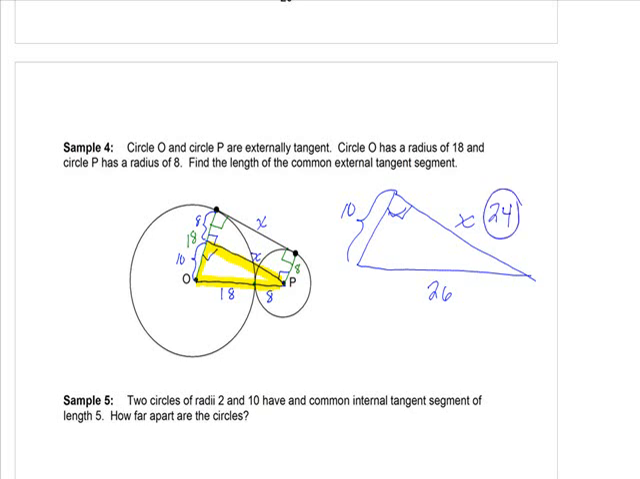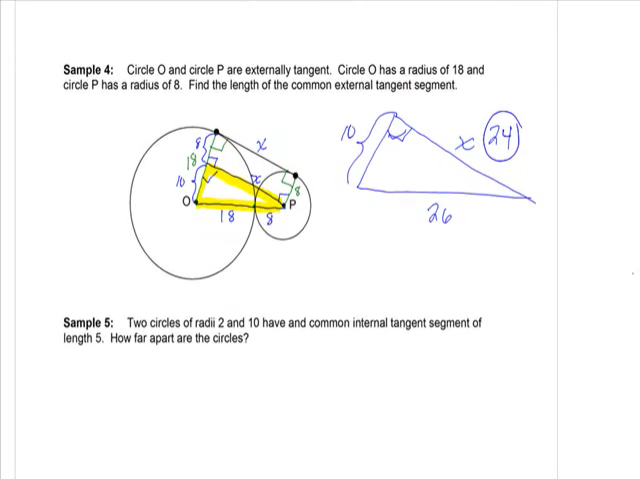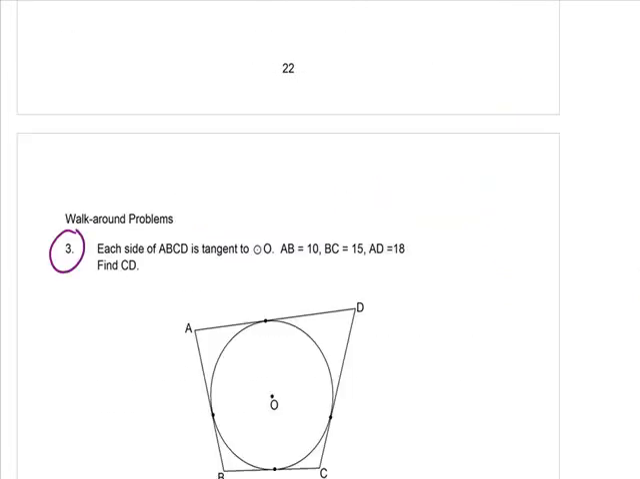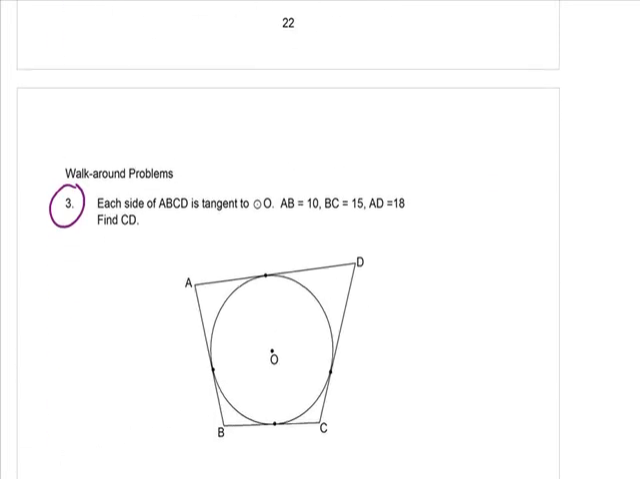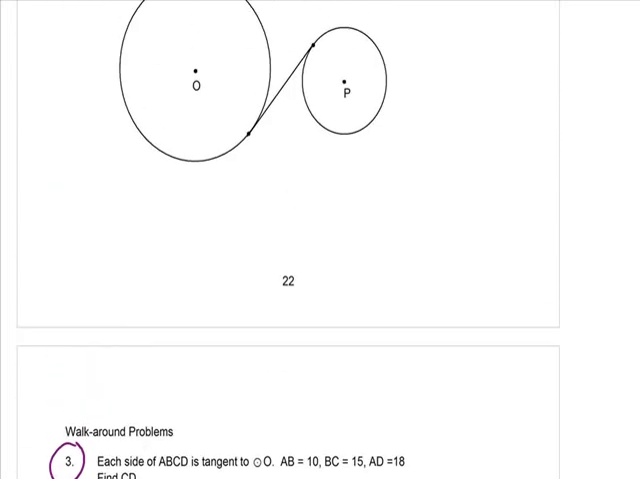All right. What I'd like you to do is we're going to skip number 5, but I'd like you to turn the page and start number 1, and then we'll practice a walk around problem number 3. All right. Good job.